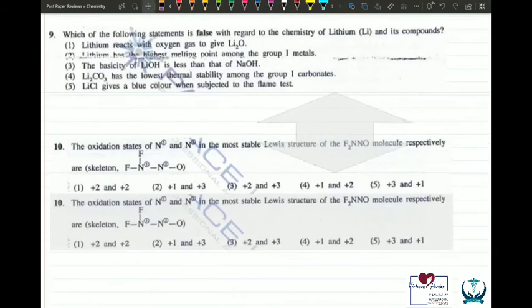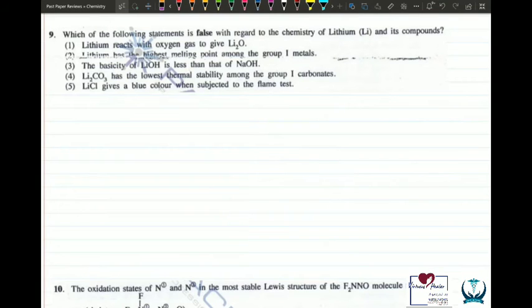Question number 9. Which of the following statements is false regarding the chemistry of lithium and its compounds? 1. Lithium reacts with oxygen gas to give Li2O. That's true. Li plus O2 gives us Li2O. Second one, lithium has the highest melting point among the group 1 metals. That is also true. The basicity of lithium hydroxide is less than that of sodium hydroxide.